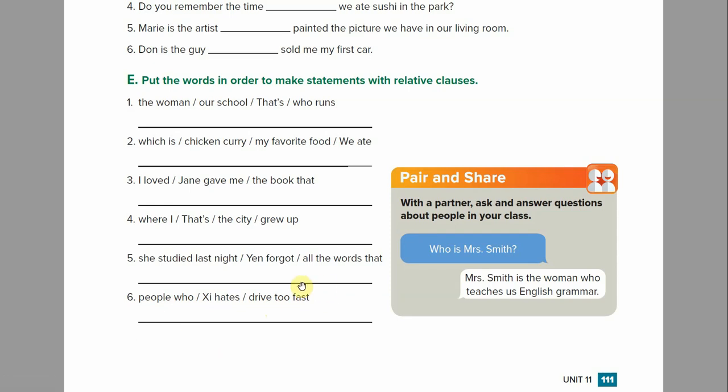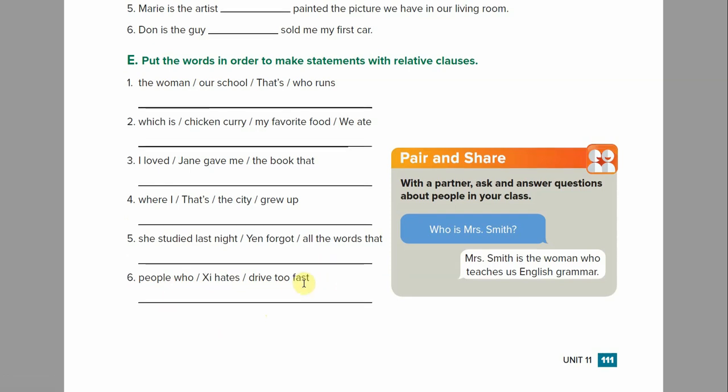So there you go, that's it for the grammar section. This lesson will help you expand your sentences and give you more tools to use in the English language.